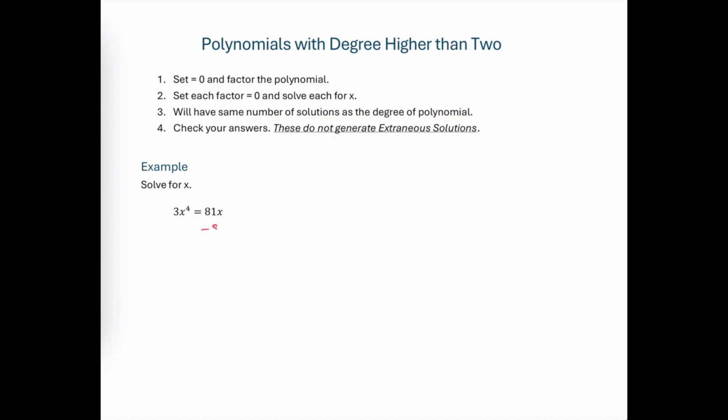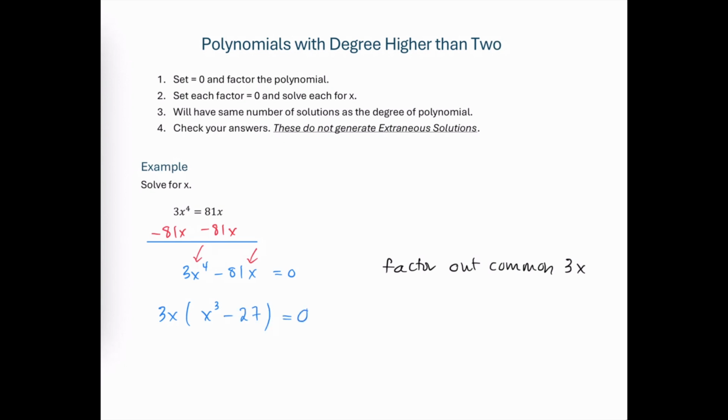So we begin by setting this equal to 0. We'll subtract 81x from both sides to get 3x to the fourth minus 81x is equal to 0. Then we'll notice that we have some common factors. There's a 3 and an x that's common to both of these terms. So we factor out the 3x, which leaves x cubed from this term minus 27 from this second term. And we're still equal to 0.